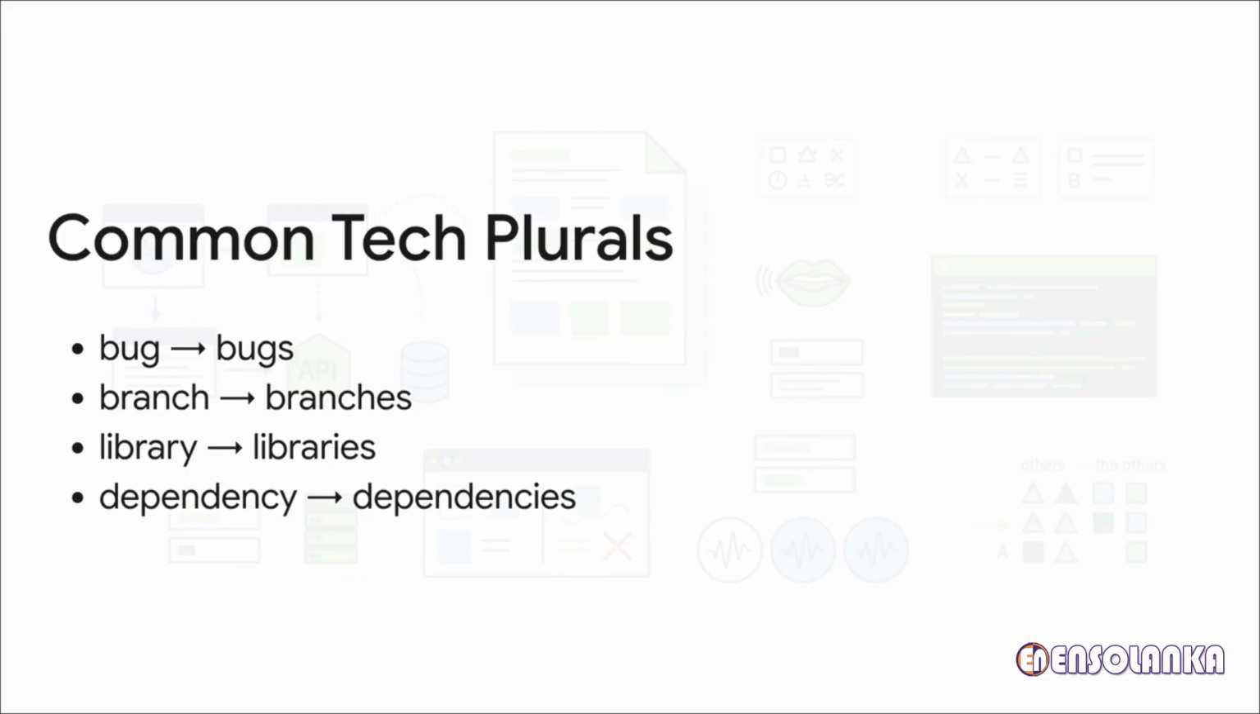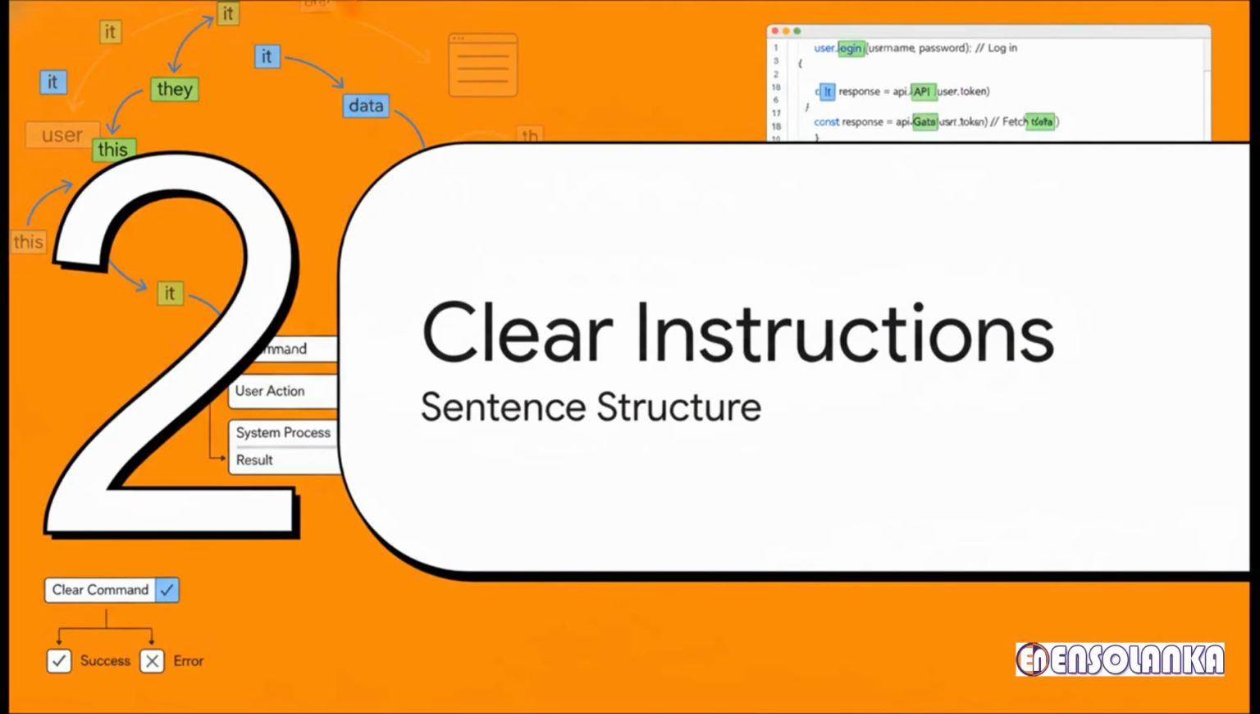Most are simple, right? Bug becomes bugs. For words that end in sh, like branch, we add es, so we get branches. And then for words ending in y, like library and dependency, they become libraries and dependencies. Just getting these right in your documentation, it's a small thing, for sure, but it really shows you pay attention to the details. So now that our nouns are correct, let's actually put them into action.